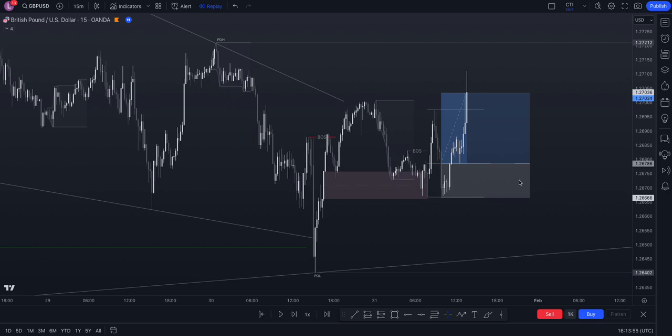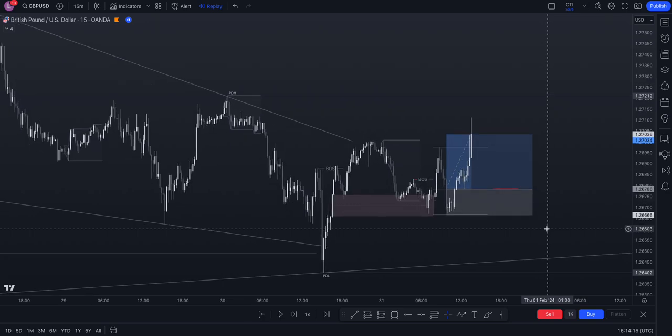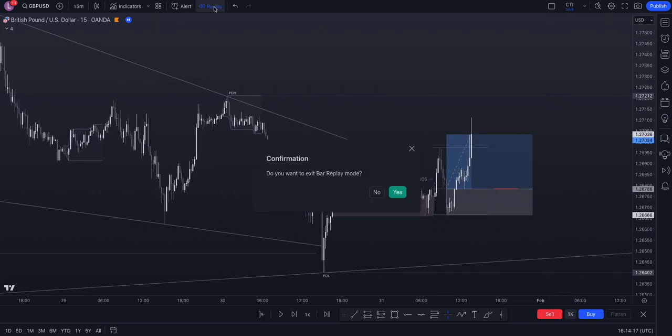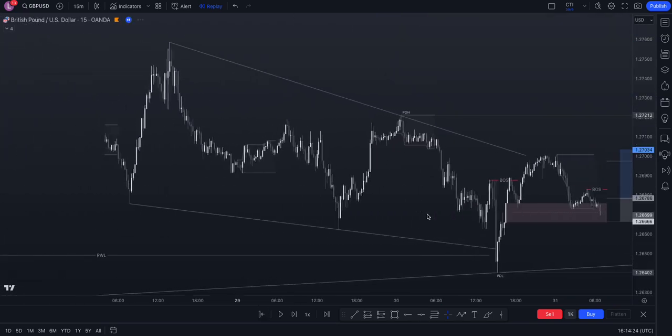Right, so I'm just going to break down this trade that I took today, on the 31st of January 24, on GBP USD for a 2R win. Here you can see the final outcome of the trade, and we will go back to 7 AM to see what I saw.